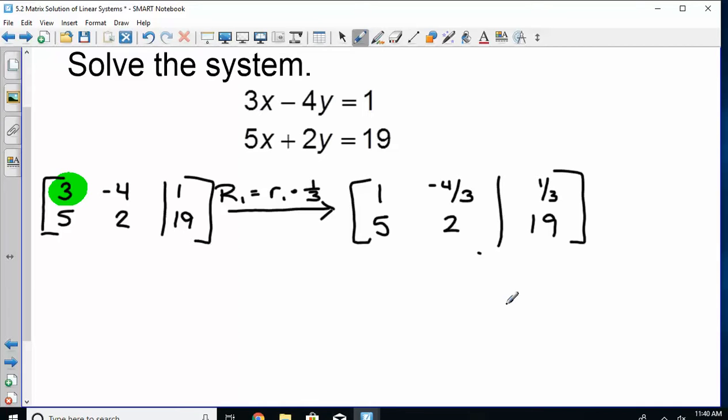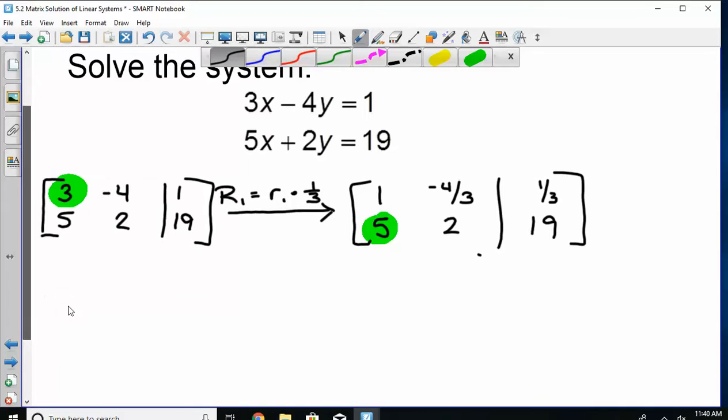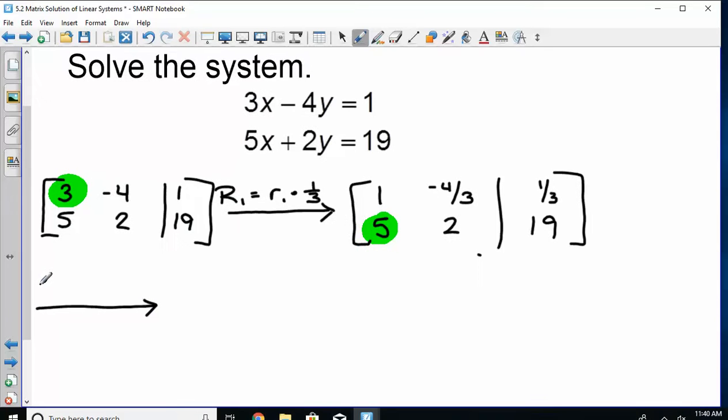We work left to right. Am I done with column 1? We need our zeros. Okay, so let's talk about how to get a 0. Which row am I changing? So it would be row 2 equals.